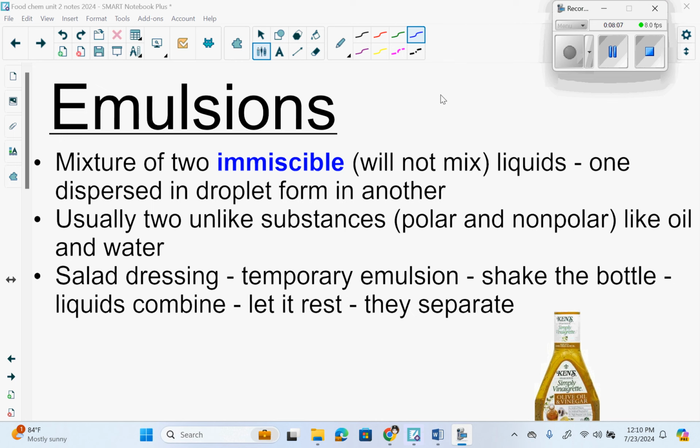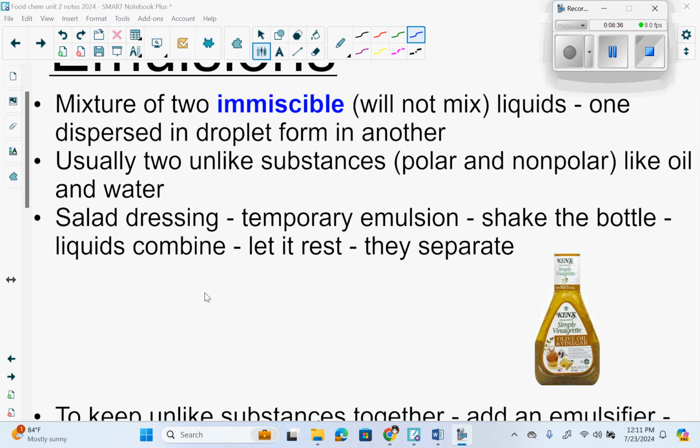All right, so emulsions. These are mixtures of 2 immiscible liquids. Immiscible means that things will not mix. So an emulsion is you are attempting to mix 2 things that should not be mixed together. One is dispersed in droplet form in another. It's usually 2 unlike substances, and from chem we call this polar and nonpolar. So we had rules like dissolves like, things like that. Polar and nonpolar don't like each other. So this is like oil and water. This would be your salad dressing.